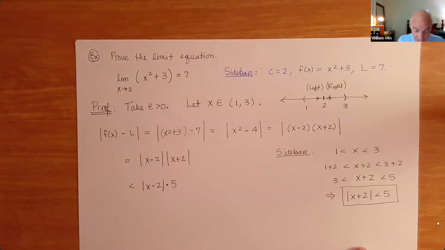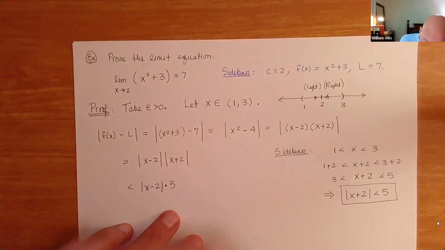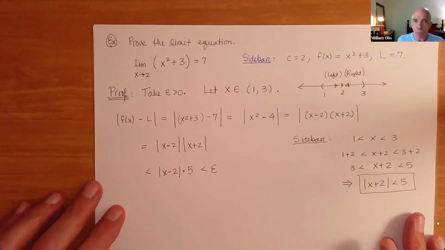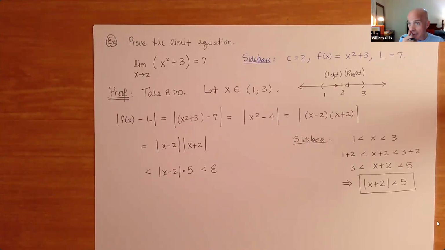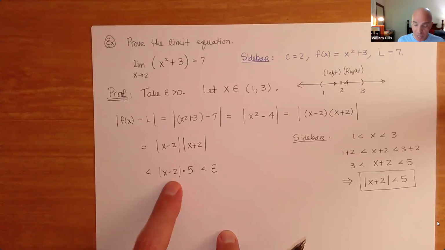Now, of course, from the definition, using this estimation that we have for the absolute value of x plus 2, we now need this to be less than epsilon. So this is the key. The goal is to find the x minus c times some number, or it might be times several numbers that we know. So the idea is, can we control the size of f of x minus L? The answer is yes.